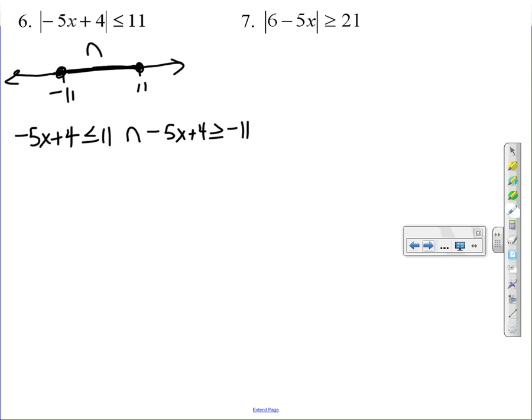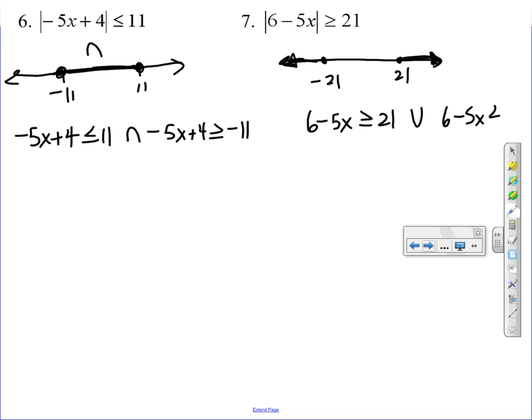And the opposite case, which is number 7 here, is the greater than, and with greater than comes your or situation. So if we talk about 21 and minus 21, that the answers could be here or there, less than 21 or greater than 21. So we would say that 6 minus 5x is greater than 21, or 6 minus 5x is less than or equal to minus 21. And you would solve those, and all those answers would be part of the answer, whereas in question 6, you'd have to talk about the overlap because it's an and situation.